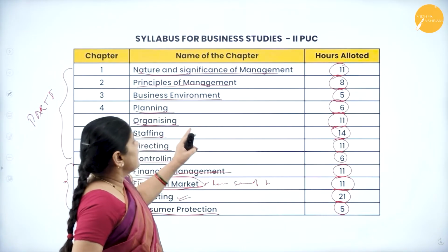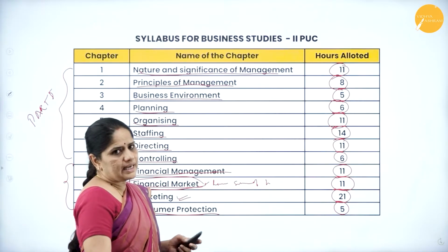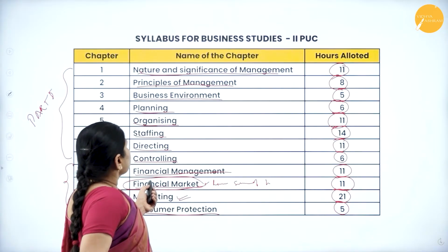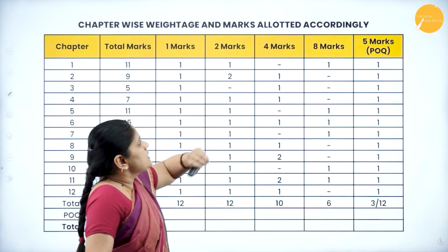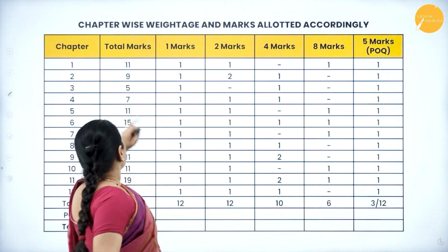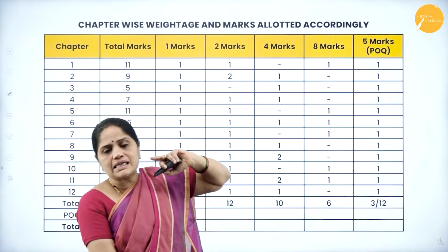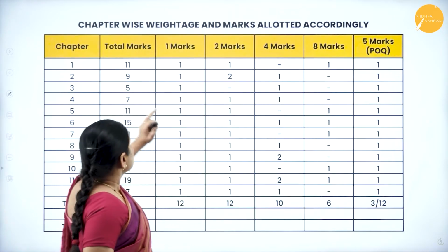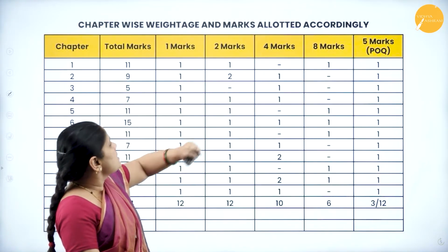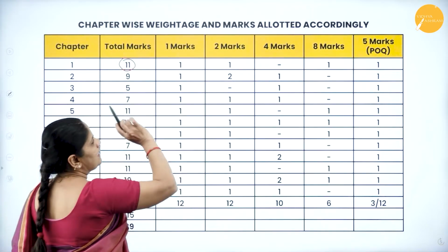So this is relating to the syllabus for business studies of 2nd PUC. Next, we look into the chapter-wise weightage and marks allotted. In the first chapter, if you remember, we were discussing the nature and significance of management. From the first chapter, you will get 11 marks.